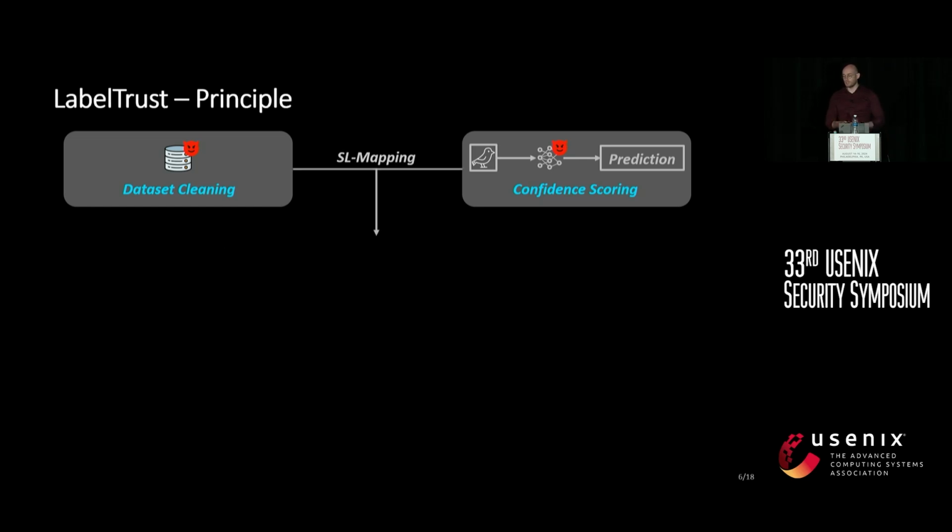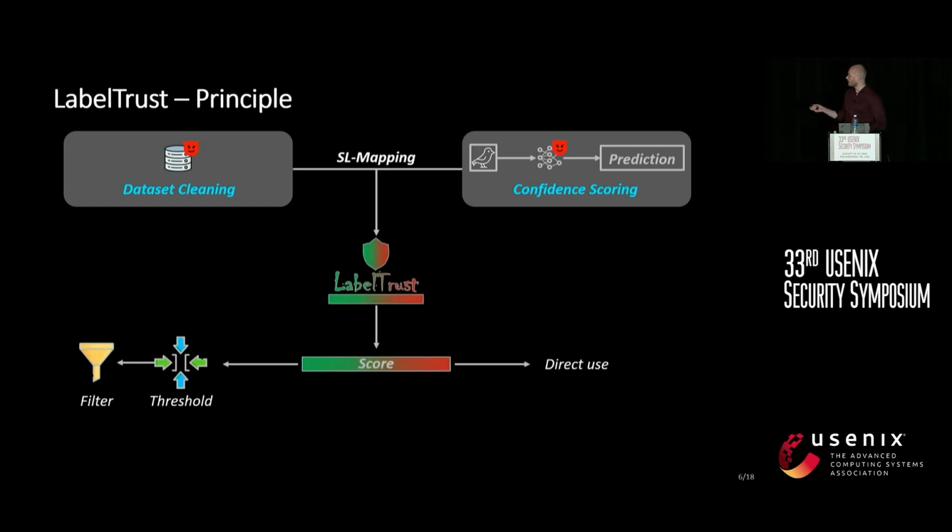So the principle of LabelTrust is already clear. You take this sample label mapping, feed it into LabelTrust, and you get the score, which you can then use for both use cases. Thereby, our system LabelTrust relies on a small reference dataset with trusted samples, so clean samples. But other than other works, we only need 2 clean samples from each class, which is a bare minimum.